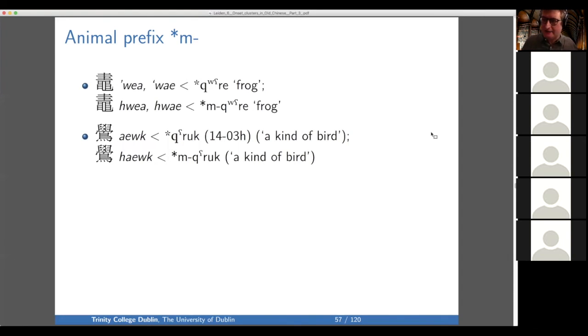Personally, I feel uncomfortable with what's going on here, because, well, okay, you have a word for frog, which was orak, which is a great word for frog. And then you decide, oh, I'm going to stick an M prefix on it to make it more clear that it's a frog. Well, then what's the difference between the two words for frog? I don't feel comfortable with these animal prefixes. And there are also body part prefixes in Sino-Tibetan, and I would like to see more parallels for them.